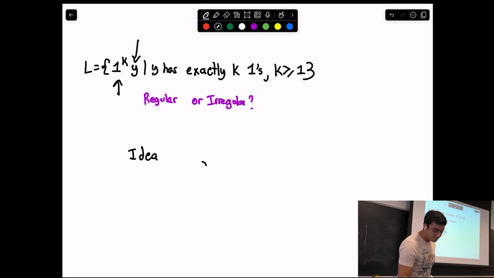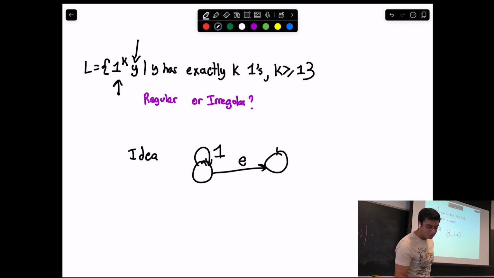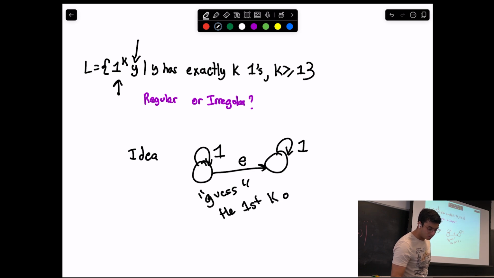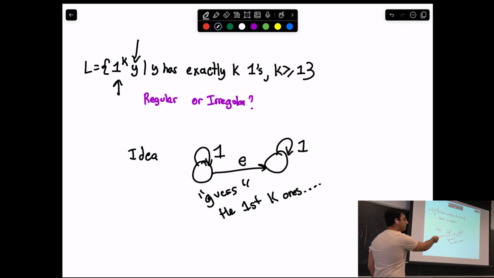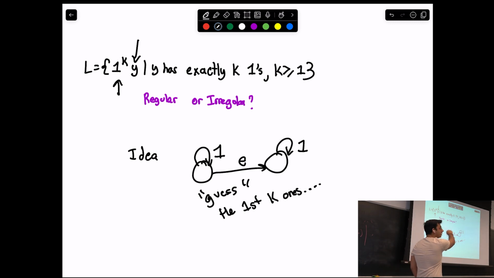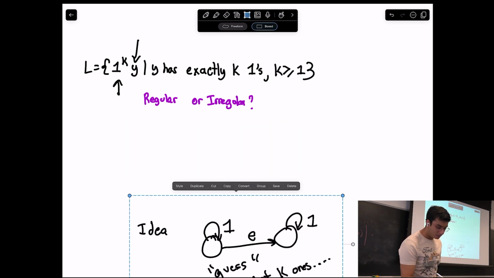So what if we used an NFA, and then, idea. What if we used an NFA with 1s, and then we epsilon transition, and then we use another NFA with 1s here, right? So we guess the first k ones. Well, what's the issue with that? Because of the epsilon transition, we could end up accepting strings that are actually not in the language, right? So 1s need to be at the prefix.